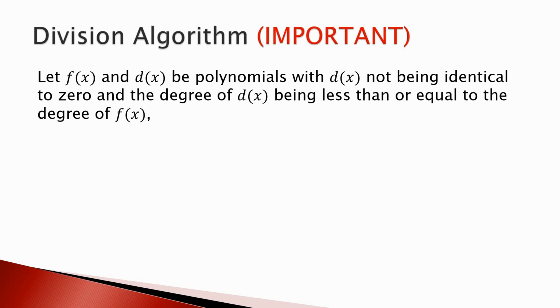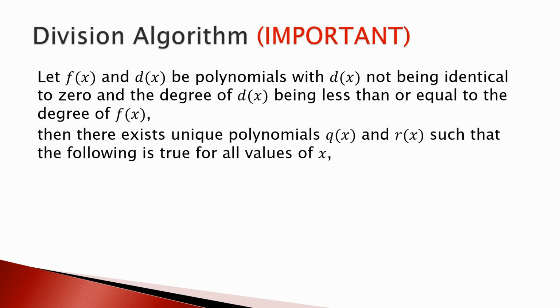So let f of x and d of x be polynomials, with d of x not being identical to 0, and the degree of d of x being less than or equal to the degree of f of x, so that it can be divided. You cannot divide by a polynomial with higher degree. Then there exist unique polynomials q of x and r of x such that the following is true for all values of x.